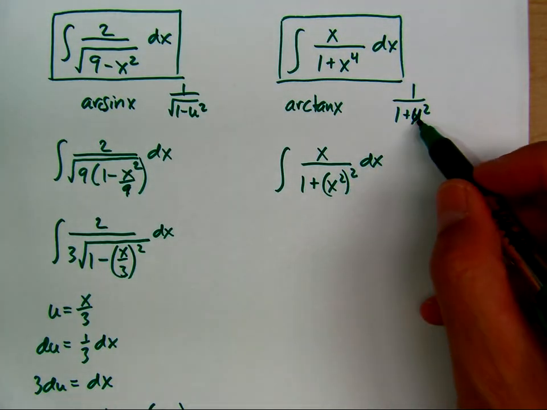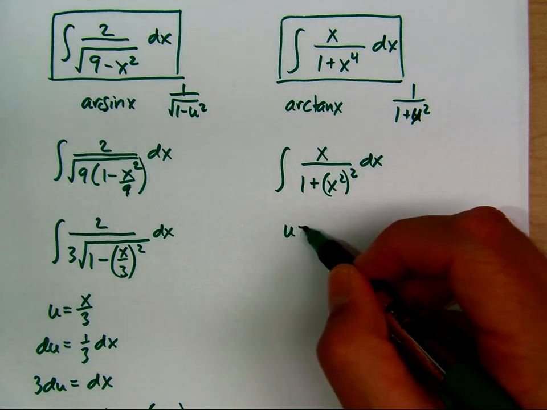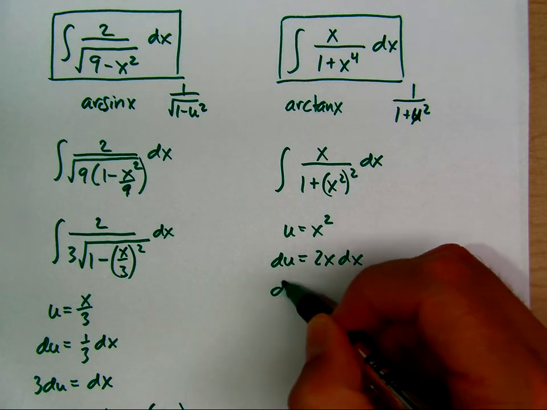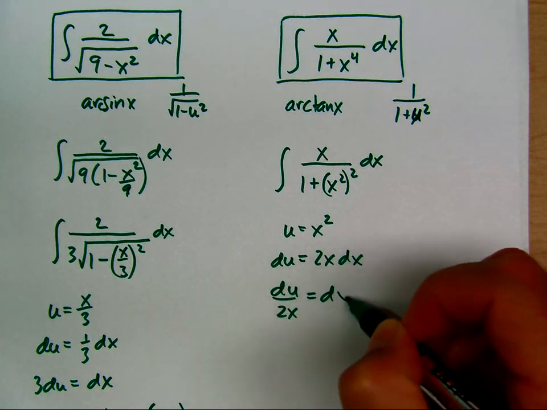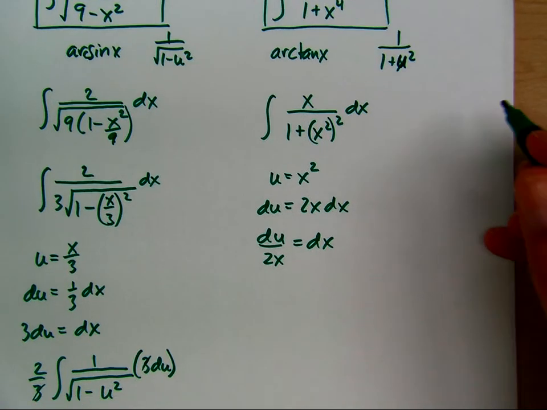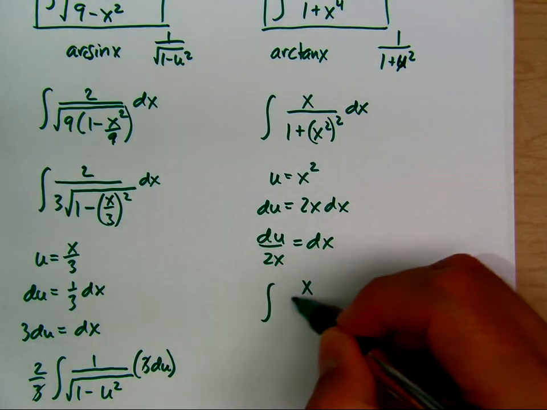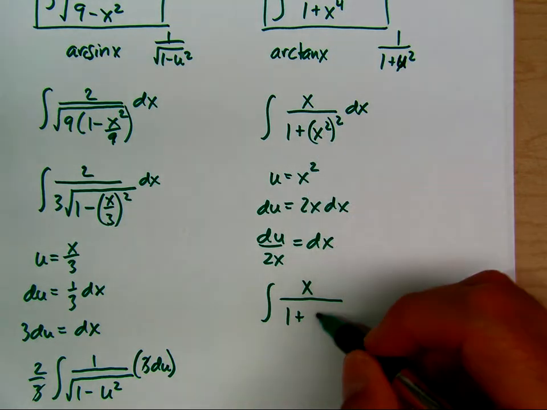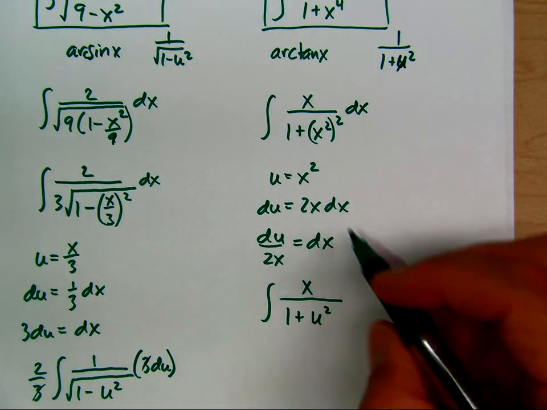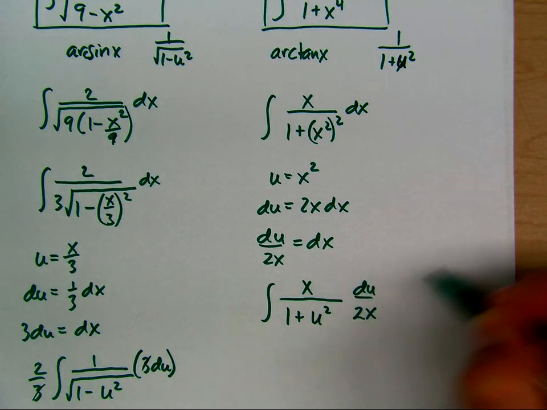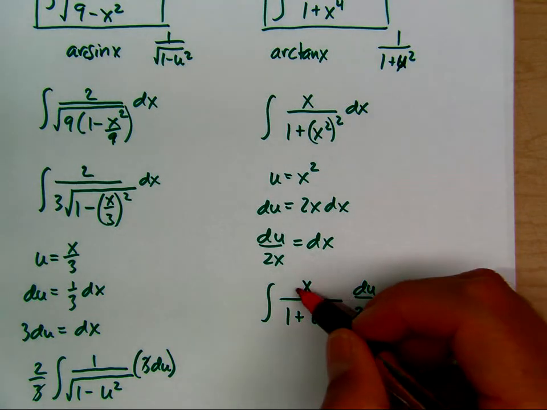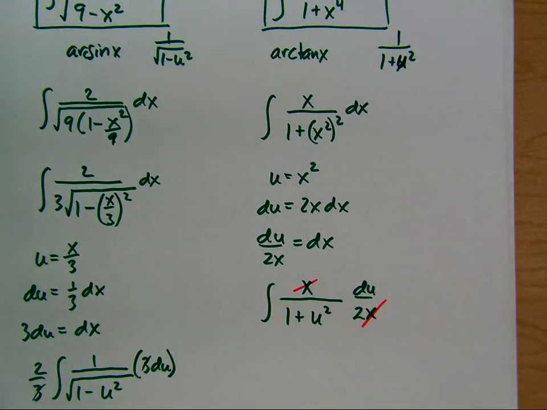We want u to be right there, so we'll say u equals x squared. du is 2x dx. du over 2x equals dx. All right, x squared is u. dx is du over 2x. And the substitution will work because now we can cancel the x's, and that 2 can come out as a 1/2.